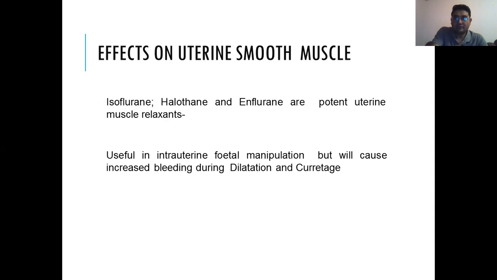Isoflurane, halothane, and enflurane are potent uterine muscle relaxants, useful in intrauterine fetal manipulation, but will cause increased bleeding during dilatation and curettage. Of course, when it causes muscle relaxation of the uterus, then when a patient with pregnancy comes for a procedure, for example, acute appendicitis that needs emergent operation.